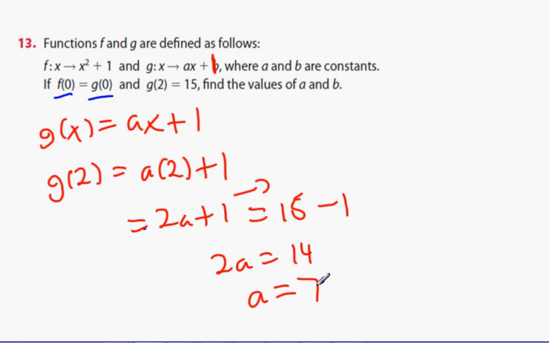How many people got that right for number 13? That's good, good turnout, right? Now, what are we on, 14?